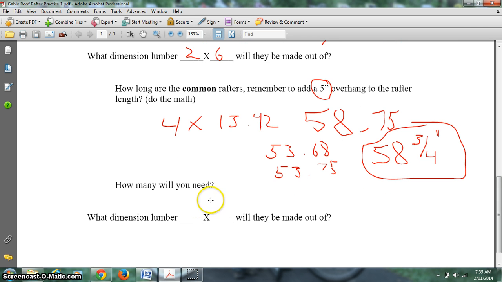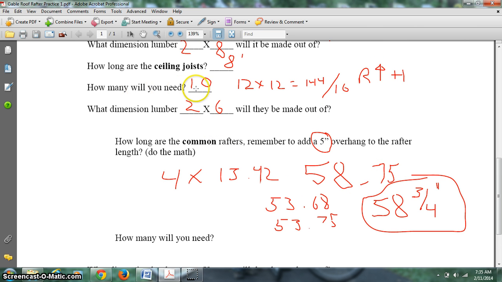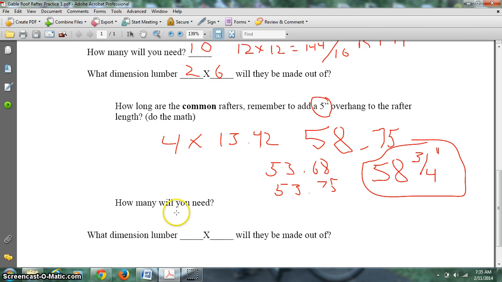How many will you need? Well, you need twice as many as you need ceiling joists, and then you need to add 4. So it'd be 24. There are 2 on the front overhang and 2 on the back overhang. That's why we add 4. These are always 2 by 6.